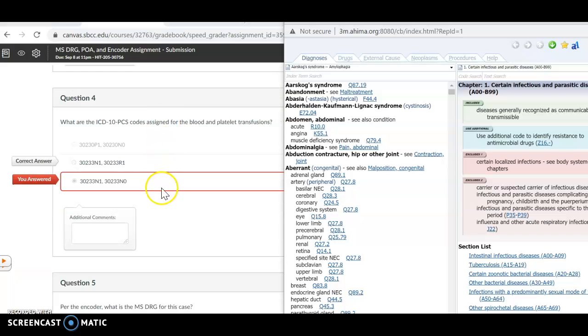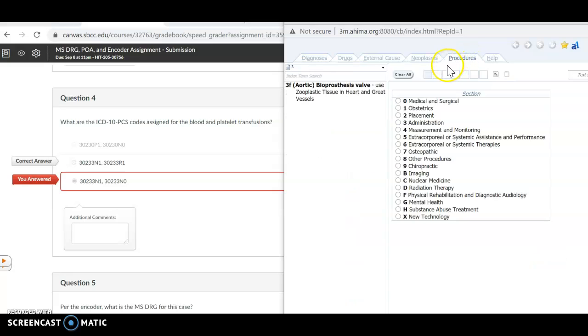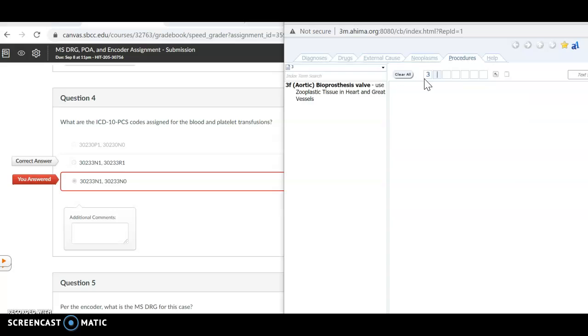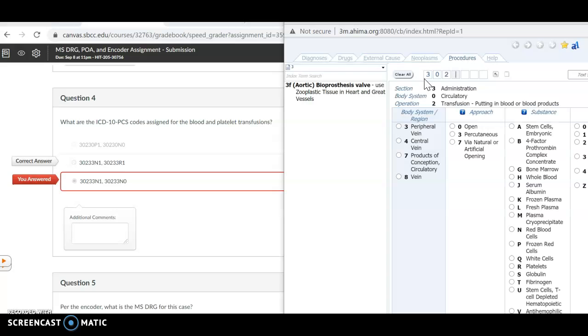Okay, so the next one you had is the procedure one. So let's go ahead and go to procedures. A couple of things. The first two are the same, and that's for the transplant of the blood, for the transfusion, I should say. So let's go ahead and look at that second one. So 0, 3, 2, and then we have 3, 3.